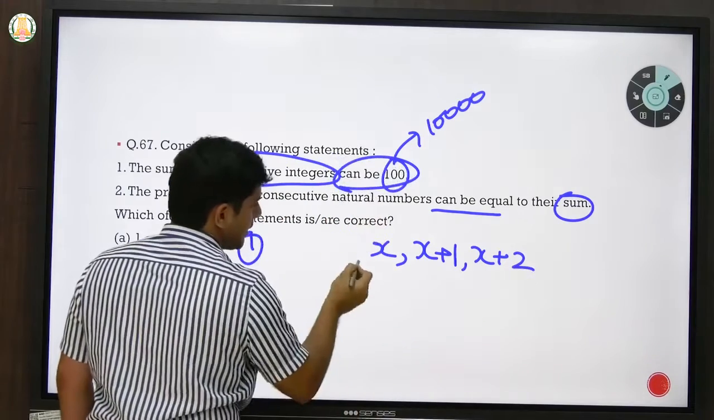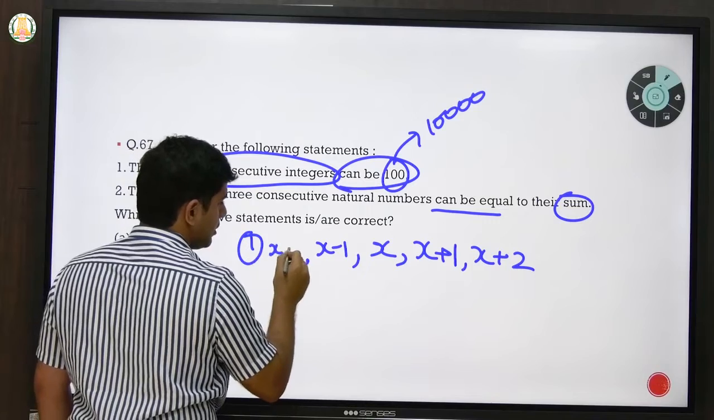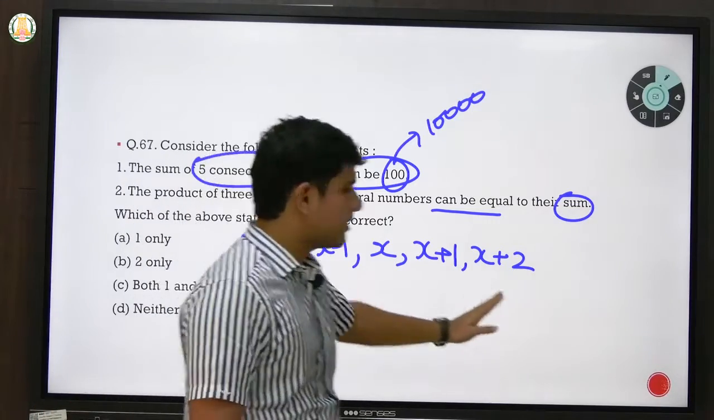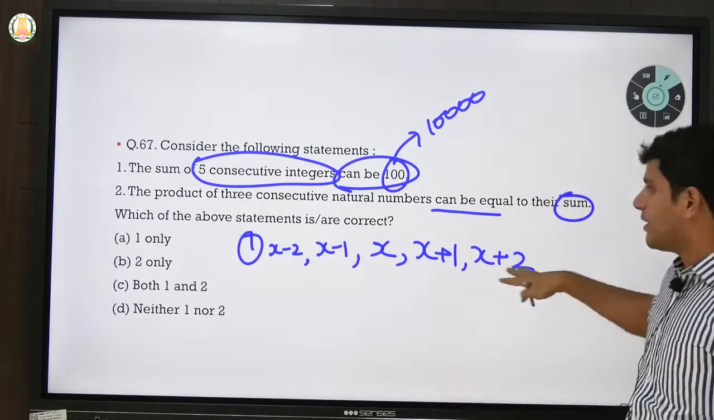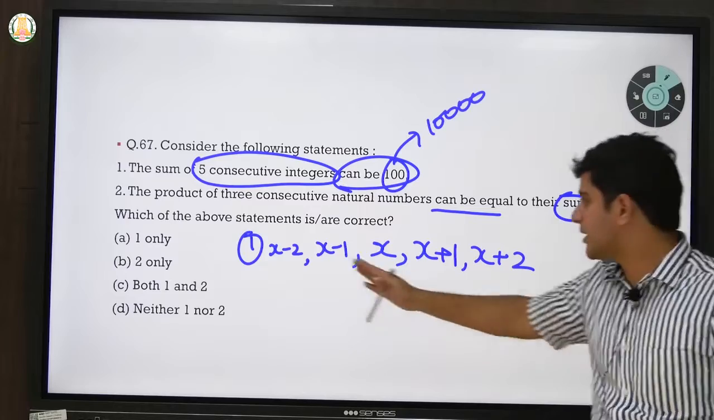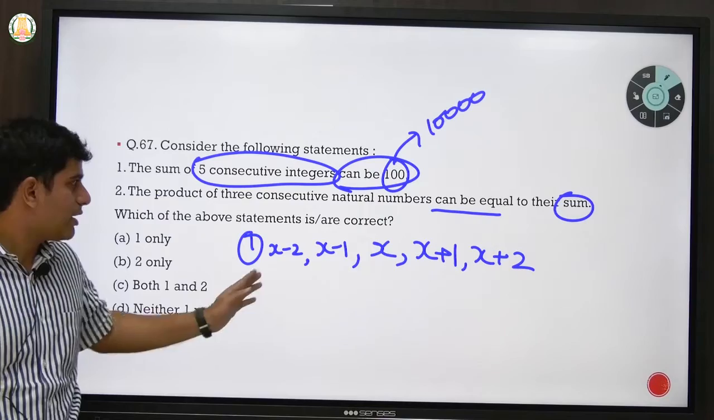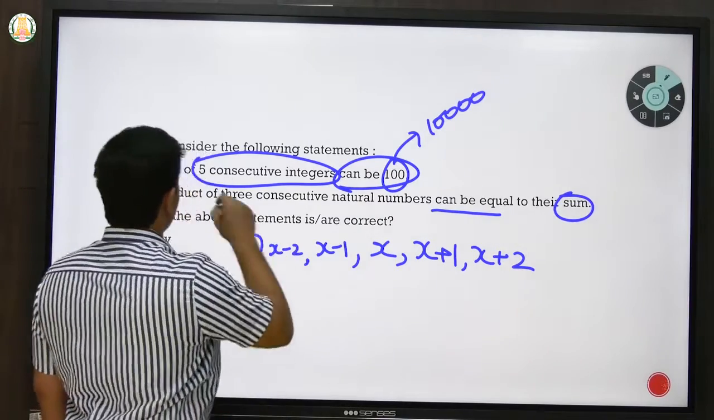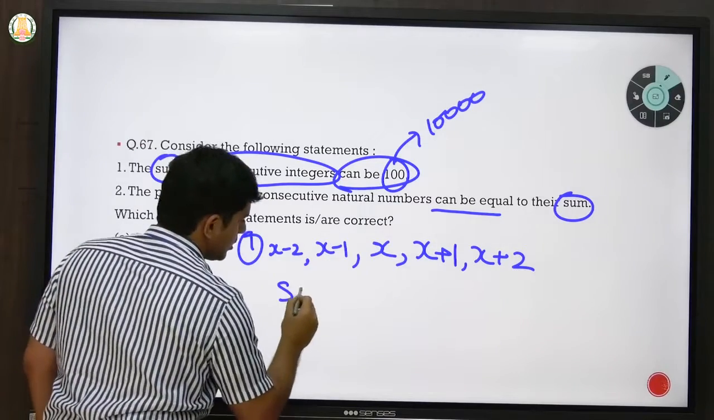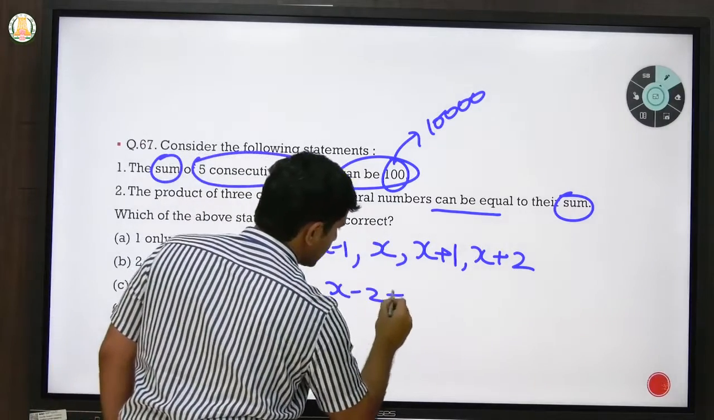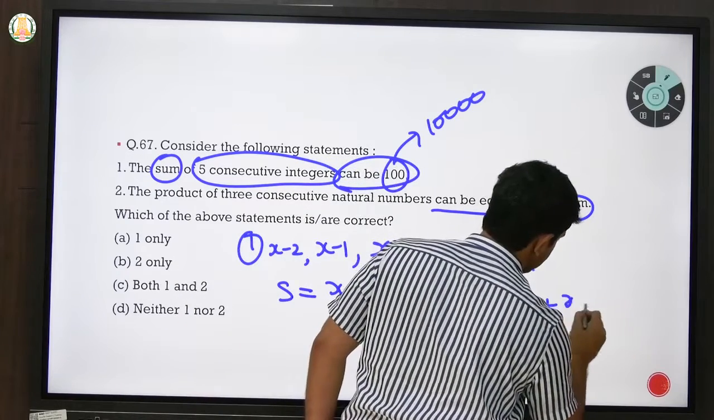And can you tell me what is the previous number? Can you tell me the other previous? Now can I say all these 5 numbers are consecutive integers? Let's say x is an integer. Then these 5 are integers, and are these 5 consecutive because they are next to each other? Now can you tell me what do you get if you add all of them? He's saying the sum of 5 consecutive integers. Sum means you have to add all this. So you will have x minus 2 plus x minus 1 plus x plus x plus 1 plus x plus 2.